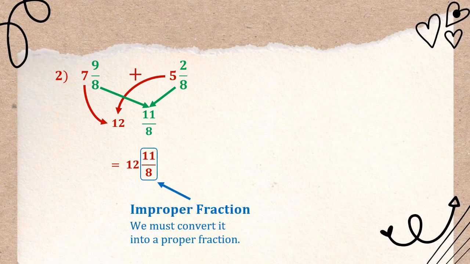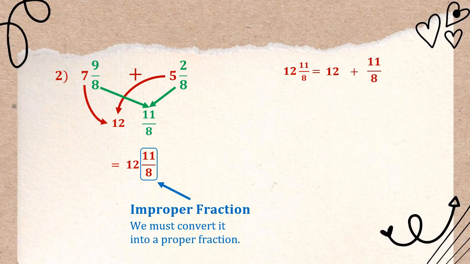Now in the previous video, we saw how to convert improper fractions into a mixed number. So we will try converting the improper fraction into a mixed number, because once we get the mixed number, we know that it has a proper fraction. So this mixed number will be fixed. Now let's look at 12 11/8.